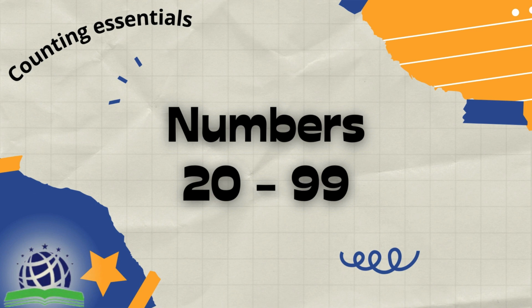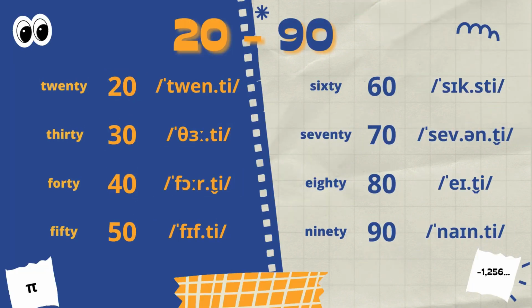We will divide the video into sections. First, we will cover tens, that means multiples of tens, starting from 20 and reaching 90. Then we will finish by combining tens with units. On your screen you can see the tens. There is the spelling, the number, and phonetic writing. Pause the video and pronounce as you know or think.